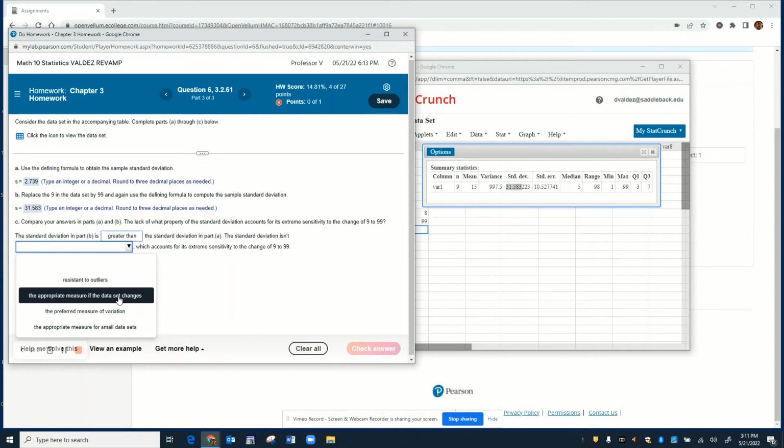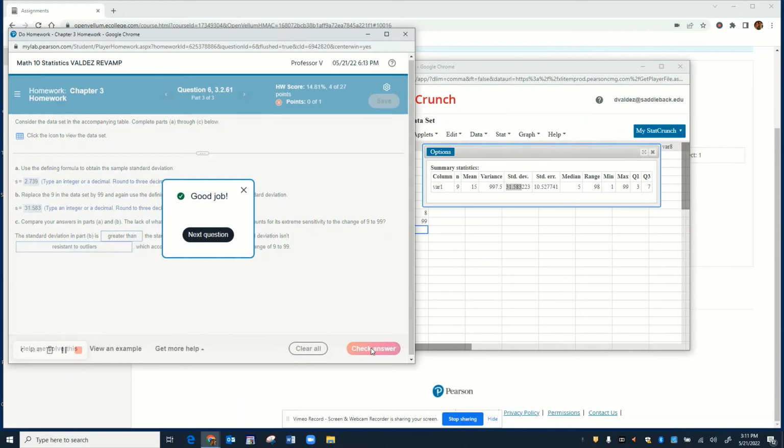The standard deviation isn't the appropriate measure if the data set changes. That doesn't really make any sense. It isn't the preferred measure of variation. It really depends. It's not the appropriate measure for small data sets. No, that doesn't matter. So it's not resistant to outliers. Okay, check your answer. We're so good.